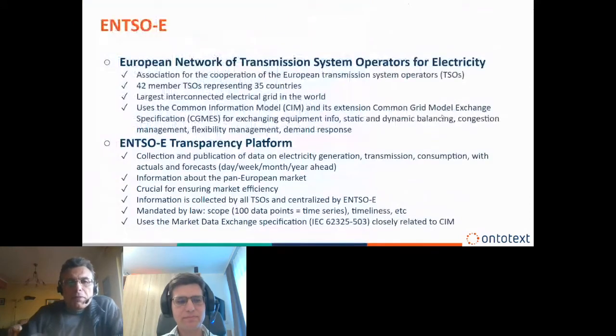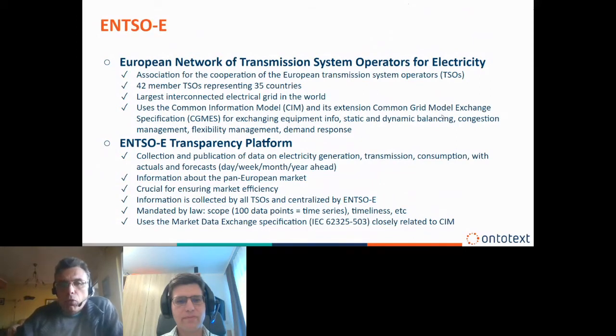Okay, in the rest of the presentation, I'll talk about a project that Ontotext is just starting on. We have some commercial clients that use CIM, but we want to push CIM in the direction of using more linked data principles and being used not just for data exchange, but as a knowledge graph sharing model of energy data. And our project is about energy market transparency data. So Chavdar already mentioned ENTSO-E.